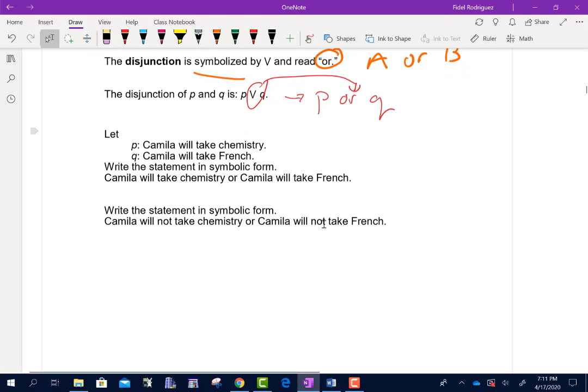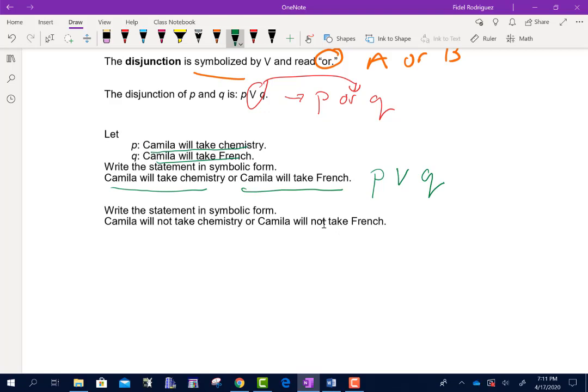Okay, so let's take a look at the problem that we have here. It says, Camila will take chemistry, Camila will take French. It's asking me to write this in symbolic form. Camila will take chemistry, or Camila will take French. So Camila will take chemistry is the statement P. The or is the down arrow. Camila will take French, well, that's just the statement Q. And that's all I've got to write here. Okay.